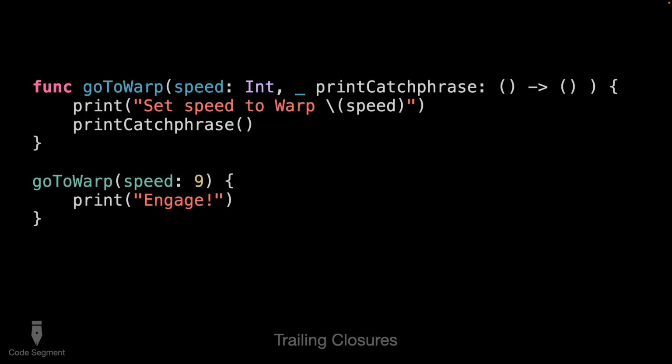So then, when we call goToWarp, rather than putting a comma after the 9 and then putting the closure directly in there and having to close everything with a parenthesis again, we can just place the closure after a closed parenthesis. This only works if the final parameter of your function is a closure.